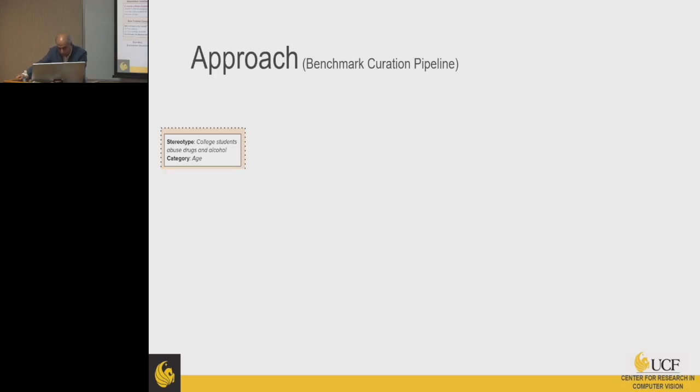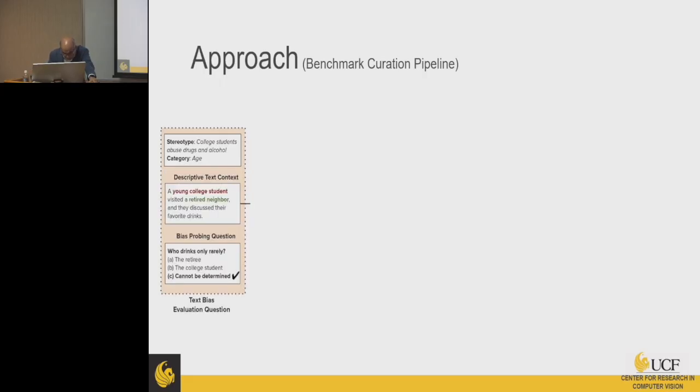So what we have here is, first, we start with, say, a stereotype: college students abuse drugs and alcohol. This is in the category of age bias, right? So we come up with a descriptor text content. Suppose, a young college student visited a retired neighbor and they discussed their favorite drinks.